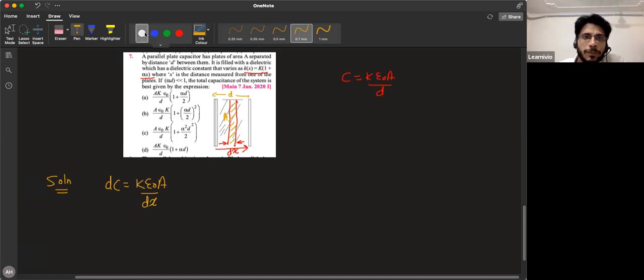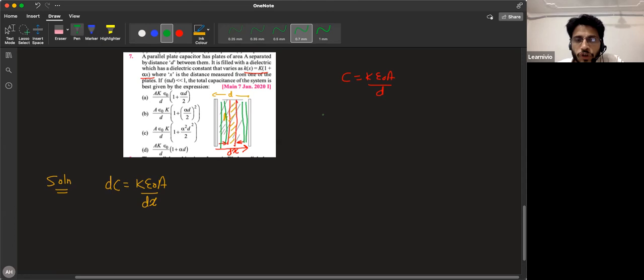Now we can take similar strips. I can take one more strip here, and one more strip here. Can you tell me how all these strips, how all these elemental capacitors are connected? They are either connected in series or in parallel. Yashika, are they connected in series or in parallel?